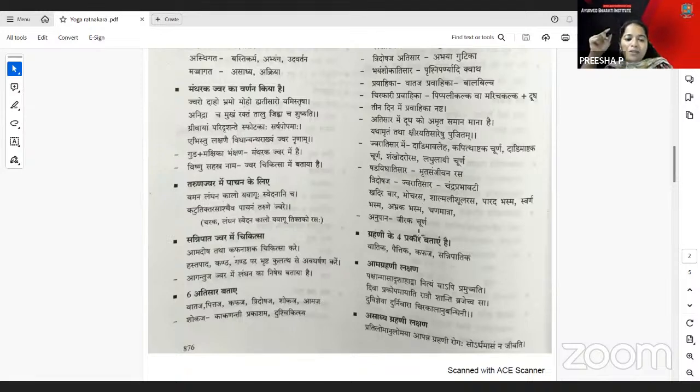There are 6 types of Atisara, which is mentioned there. Vata, Pitta, Kapha, Tridoshaja, Shokaja, and Amaja Atisara, which is mentioned. For the Shokaja, it is Kaganandi, Prashamana and Dushchikitsya. Wherever the word Dushchikitsya is coming, there you have to underline, because Dushchikitsya is one of the words which is always I think a favorite of the examiners, because that word is catchy, I think.